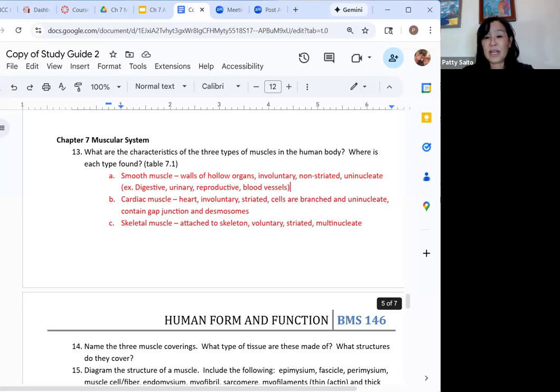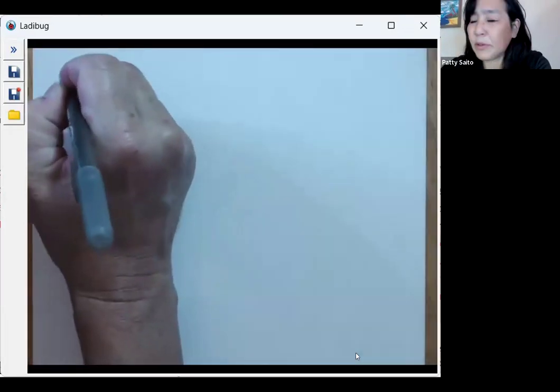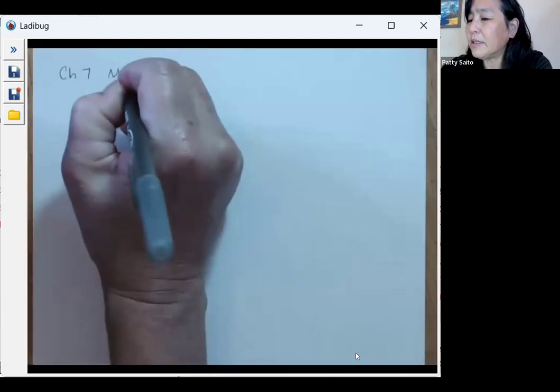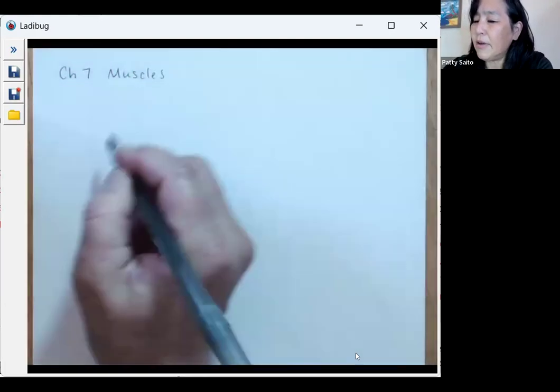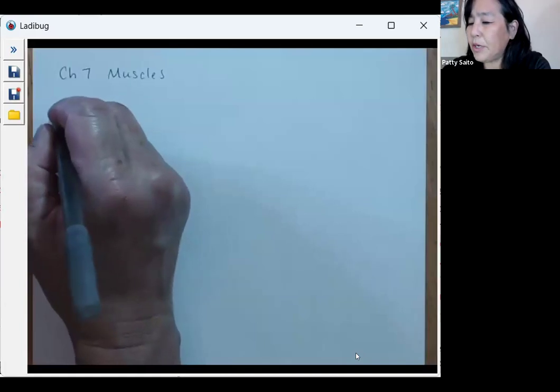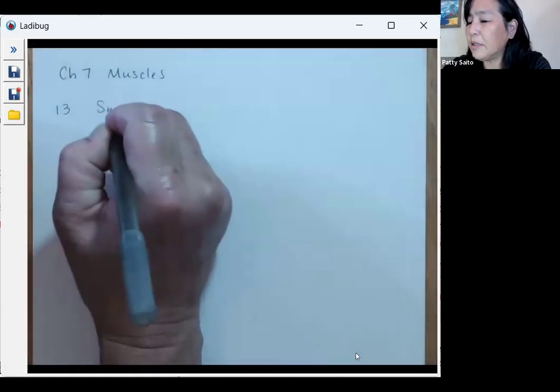All right, so let's go ahead and take a peek. I'm going to draw a picture. You can just look at your textbook, right? Or you could draw a picture next to each one. So let's start with the smooth muscle. So this is chapter 7, muscles. All right, and we're doing number 13. So smooth muscle.